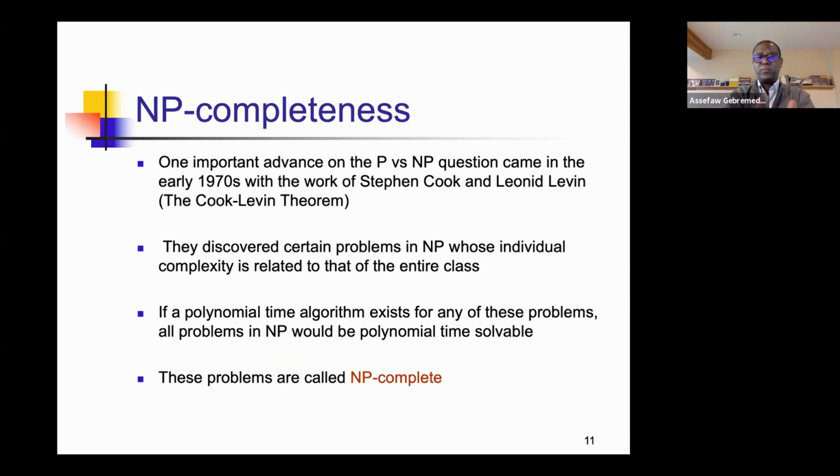So one of the most important advances on this P versus NP question came in the early 1970s with the work of Stephen Cook and Leonid Levin, and then there is a result. I will conclude this discussion, in fact, with their result, the Cook-Levin theorem.